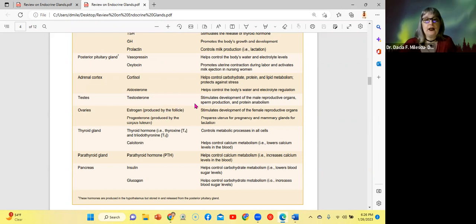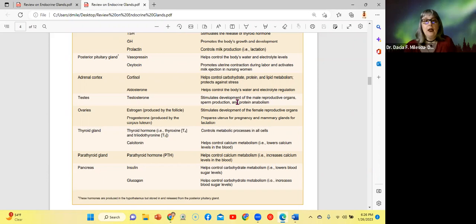All right, now the testosterone is important in the testes because it stimulates the production of the reproductive organs, male secondary sexual characteristics, sperm production, and anabolic proteins. All right, ovaries, super important because obviously the follicle formation and then the release of the egg once a month, day 14.